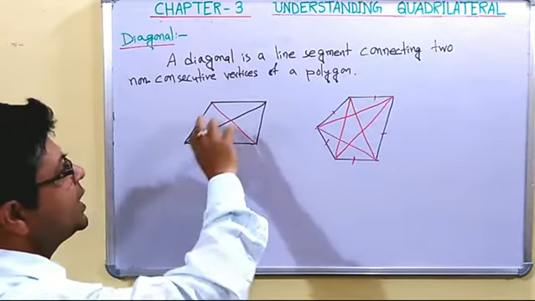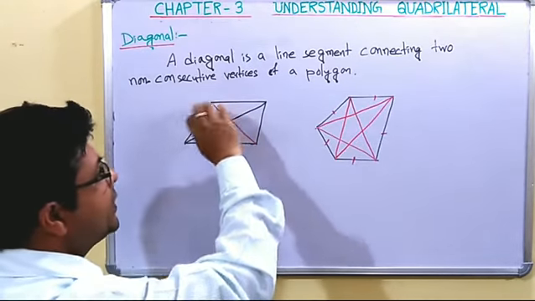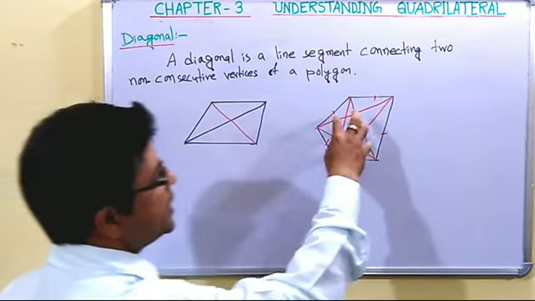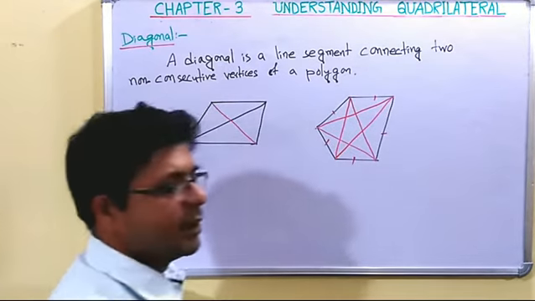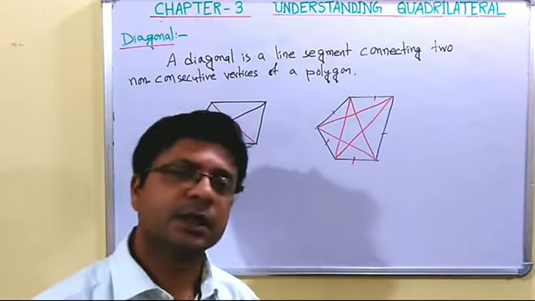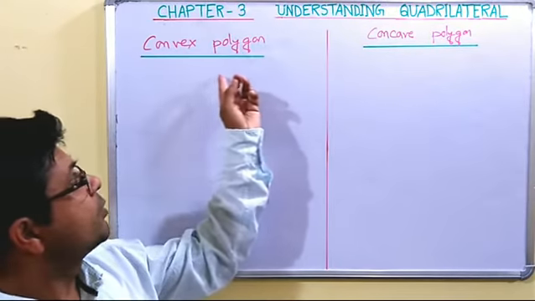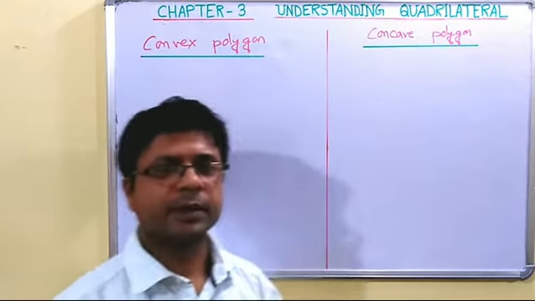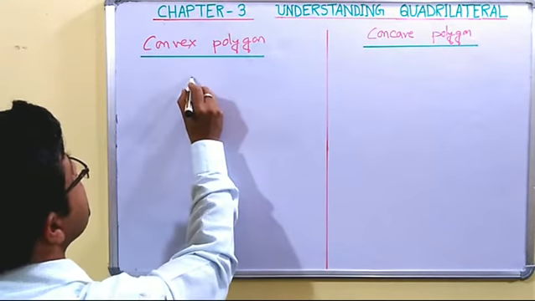Now inside the polygon is called the interior part of it. Outside is called the exterior part. This is the interior part of the polygon. This is the exterior part of the polygon. Okay. Now after this, let us discuss two new topics: convex polygon and concave polygon. If I draw a diagram, then you can guess what these are.